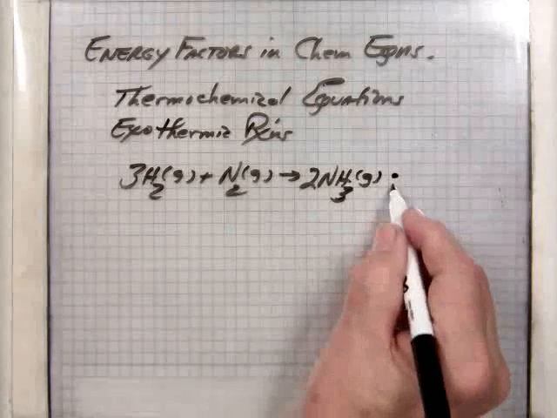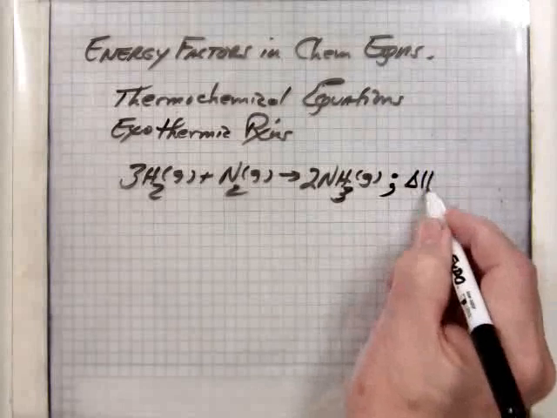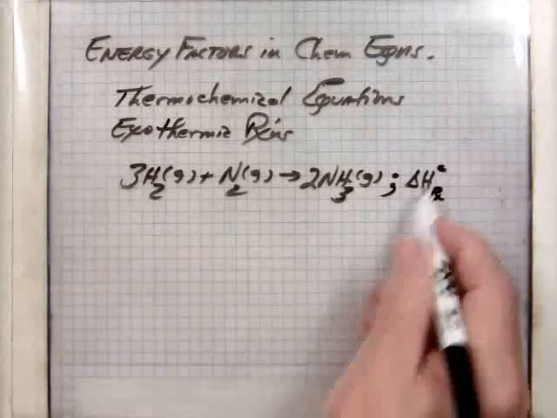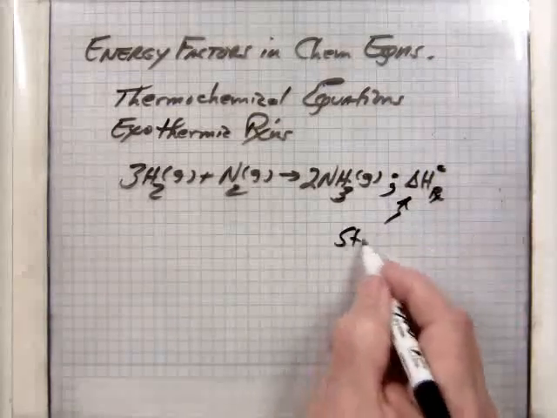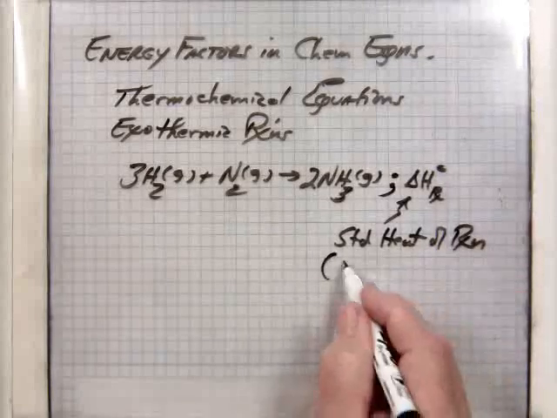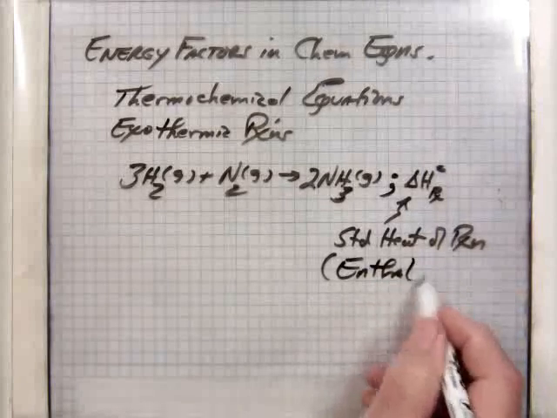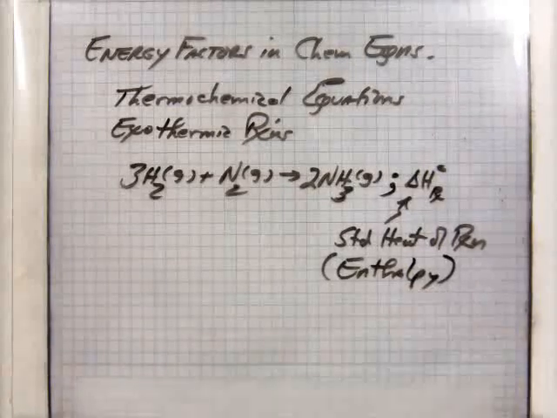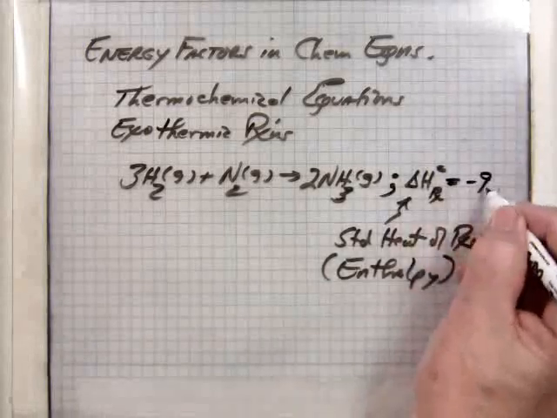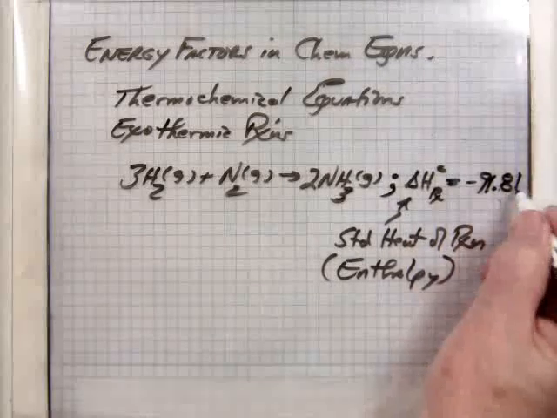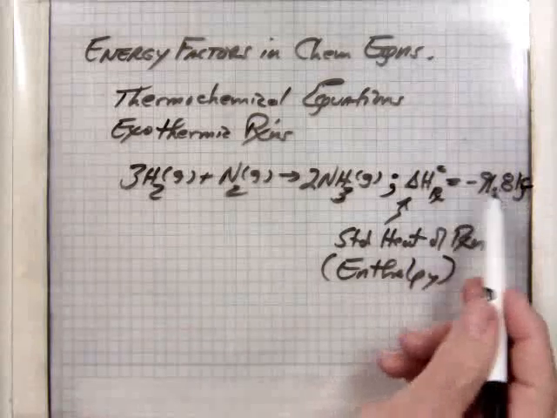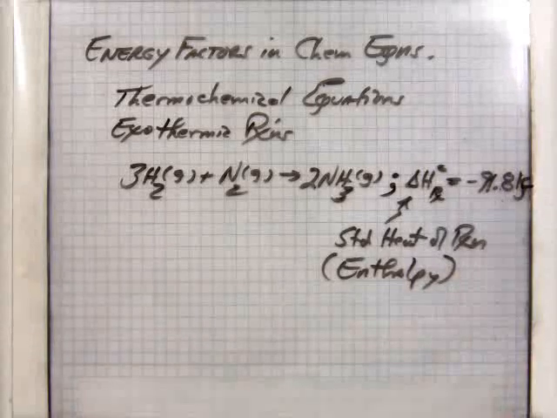Detached, you'll make a semicolon and a delta H, which means the enthalpy, the standard heat of reaction, and is referred to as enthalpy. And that is equal to, in this case, 91.8 kilojoules. Okay, so we have separated the energy number from the equation.